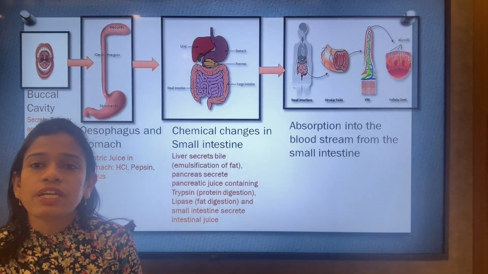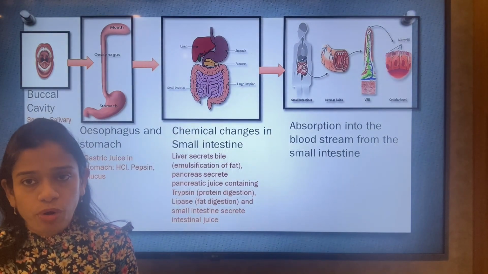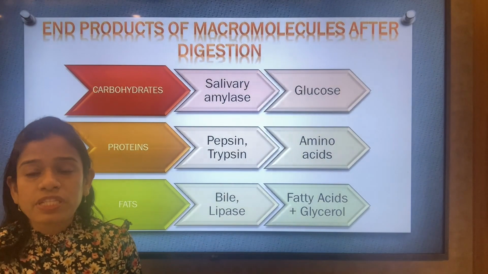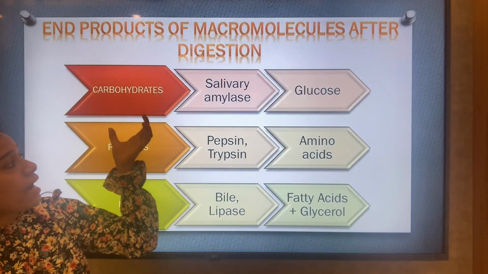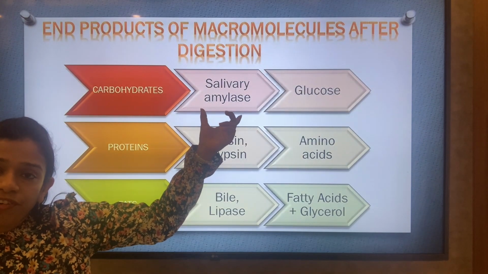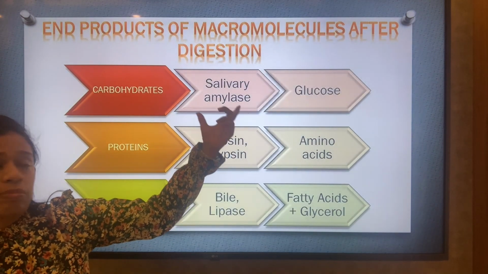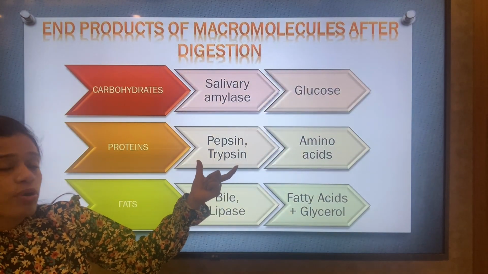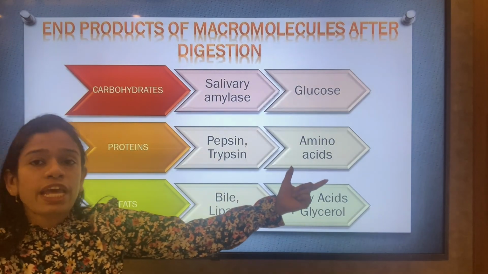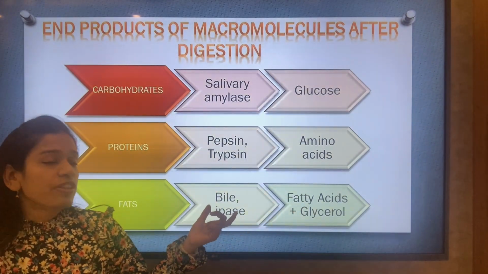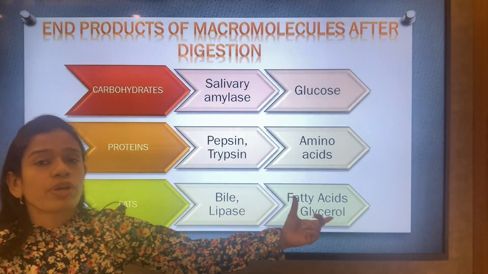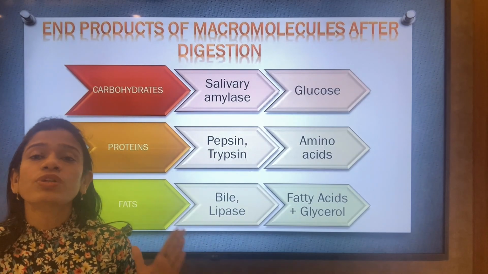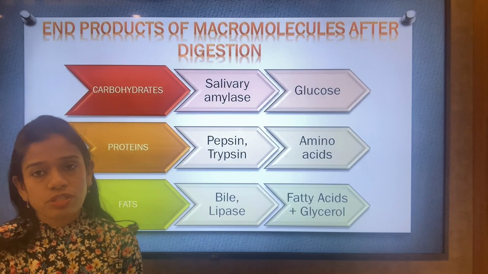So all the food reaches every part of the body, and this is what happens in the small intestine. The carbohydrates, in the presence of salivary amylase in the buccal cavity, are broken down into glucose. The proteins are broken down with the help of the enzymes pepsin and trypsin into amino acids, and the fats, with the bile and the lipase enzymes, are broken down into fatty acids and glycerol. This is the final breakdown of the food that takes place through the process of digestion.